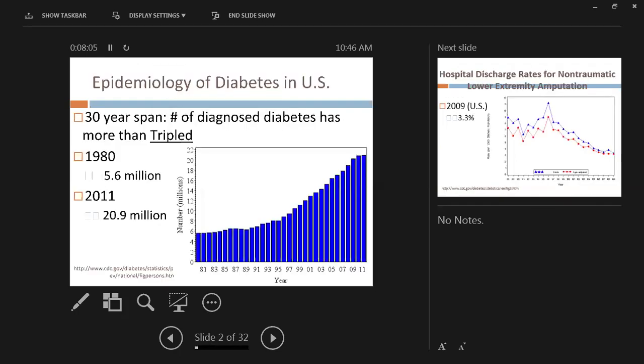So this is just some background information. This shows that over the past 30 years, the rate of diabetes has increased exponentially, almost doubled.